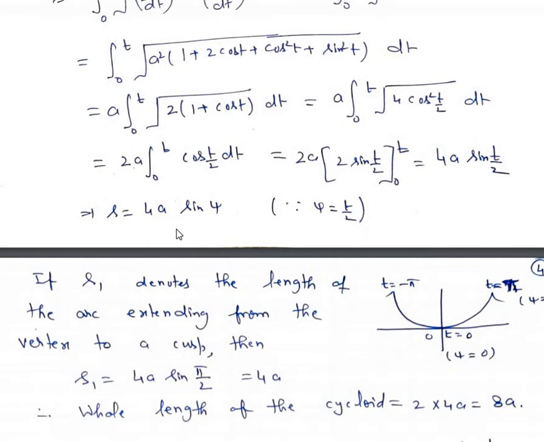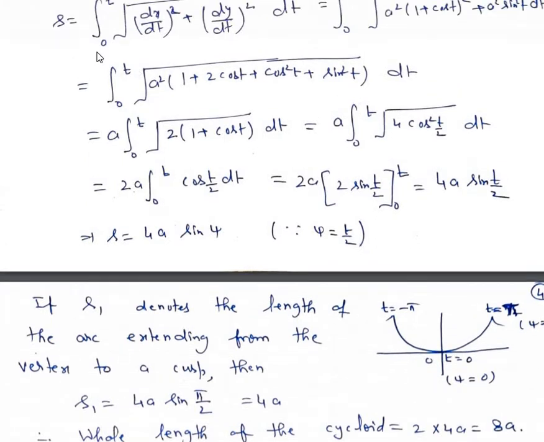Now in the next part we have to find out the length of the cycloid. You remember that we have taken the formula for S, and in S we take t from 0 to t. Now at this point we have t equal to 0, and here at the cusp we have t equal to pi. Because psi is t by 2, at this point psi is 0, and at the cusp psi is pi by 2. So we will find out the length of this portion and then multiply it by 2.